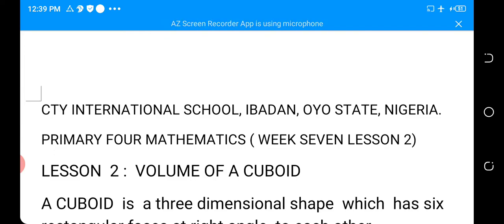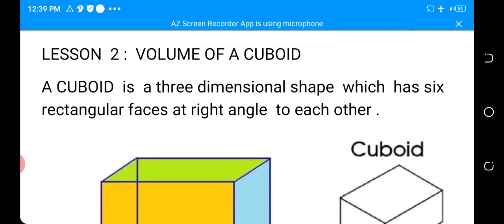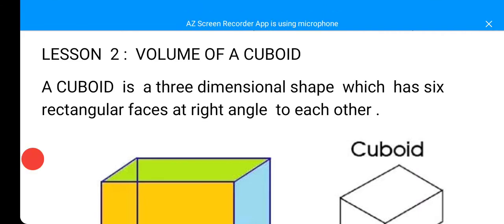In the last class, we were able to look at the volume of a cube, the formula for calculating the volume of a cube, objects in the form of a cube, and we worked examples on how to calculate the volume of a cube. So today's topic is volume of a cuboid.